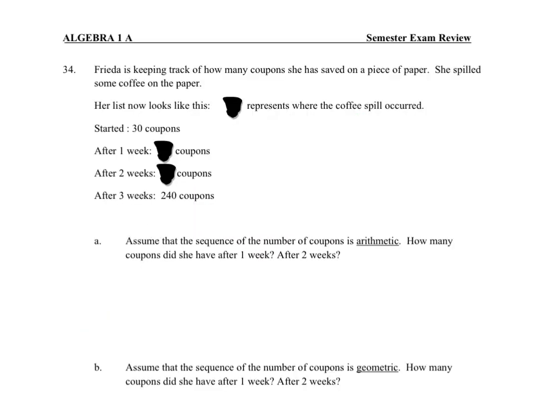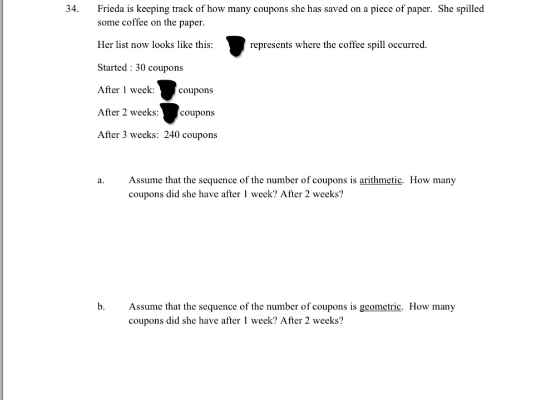Question 34. Frida is keeping track of how many coupons she has saved on a piece of paper. She spilled some coffee on the paper. Her list now looks like this, and that black smudge represents where the coffee spill occurred. So she started with 30 coupons. After week 1, she had smudge number of coupons. After week 2, she had smudge number of coupons. And after 3 weeks, she had 240 coupons.